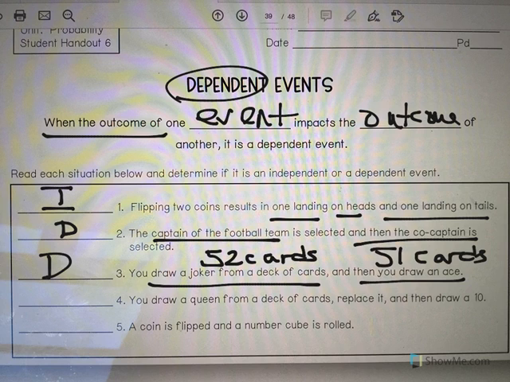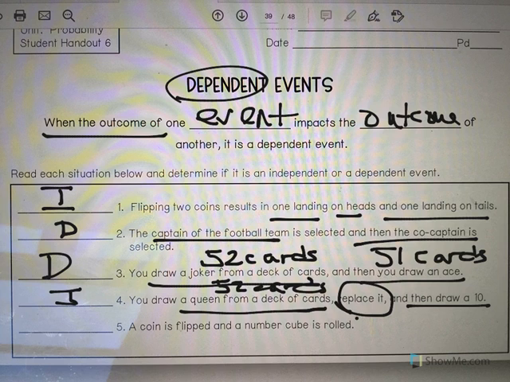Aha, but look at number 4. You draw a queen, and then you put it back, and then draw a 10. Did you notice what happened there? Independent. Okay, so why is it independent? Because there are 52 cards here, but you put it back, so then there's 52 cards in the deck here. So that is independent.